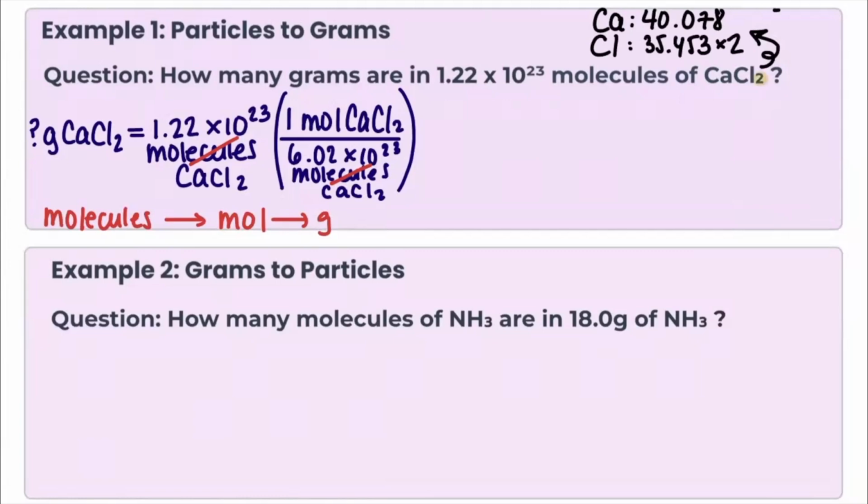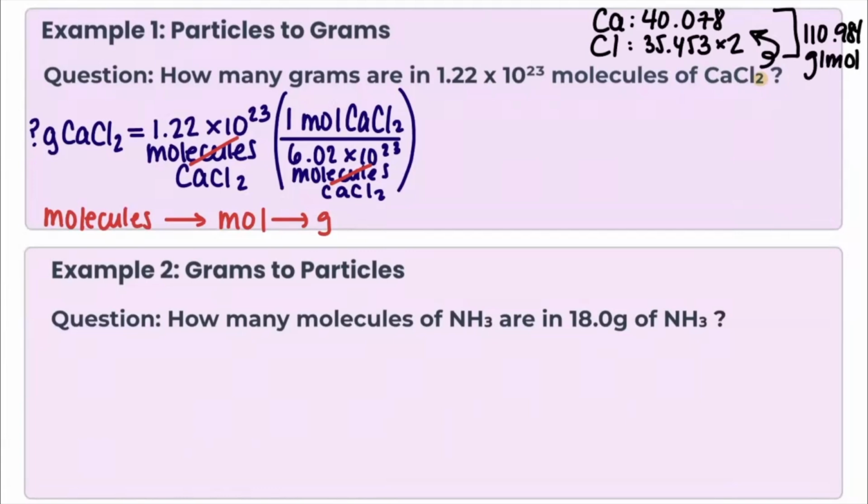So when you take the sum of the 1 calcium atom and the 2 chlorine atoms, the weight of each, you end up getting a molar mass of 110.984 grams per mole. And that's the molar mass of calcium chloride.